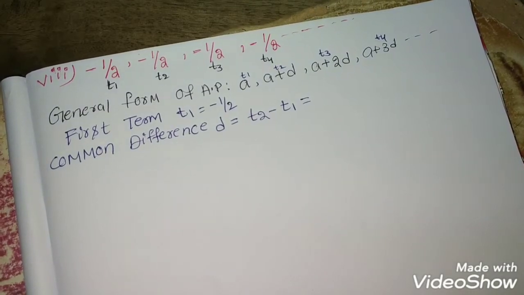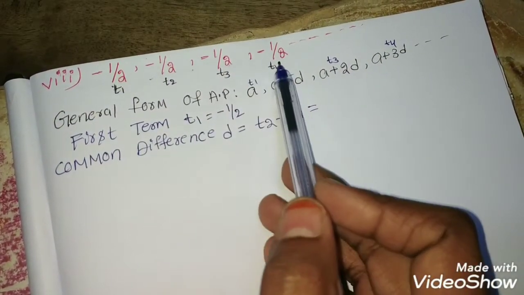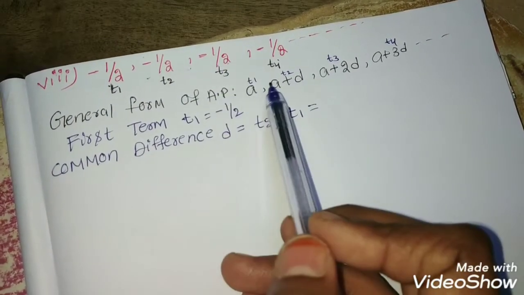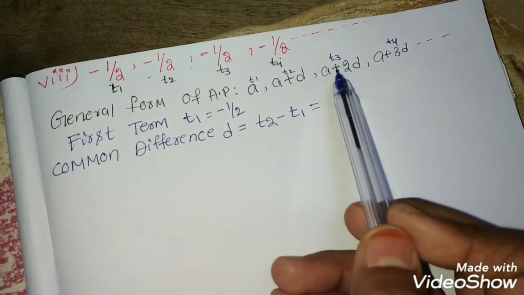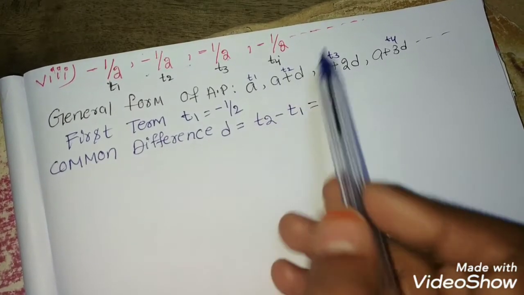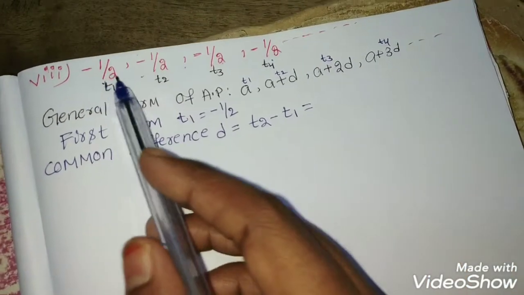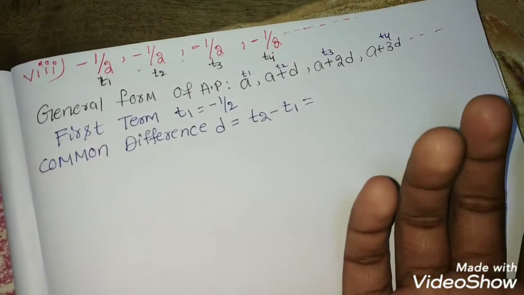See this 8th question. Every term is same. So definitely we can say these are in arithmetic progression. And what are the next 3 terms? The 3 terms are minus 1 by 2, minus 1 by 2, minus 1 by 2 itself. Why? Because all the terms follow the same process, right?